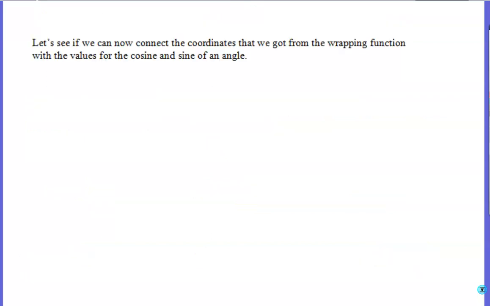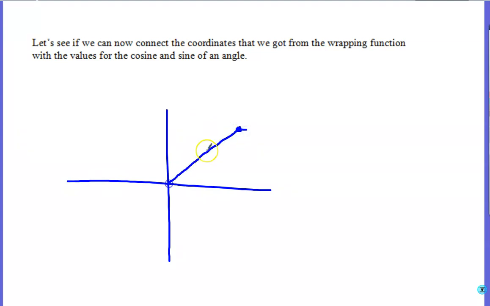Okay, so let's see if we can connect the coordinates that we were getting in the previous video with the wrapping function to this cosine and sine. Remember, yesterday we talked about it. Okay, so let's look at a point out in space. And we'll put that point on the unit circle, which means the hypotenuse is 1, right? Okay, so let's talk about how we're going to get the x side and the y side, right? Because that's what we want. We want this coordinate, that point.